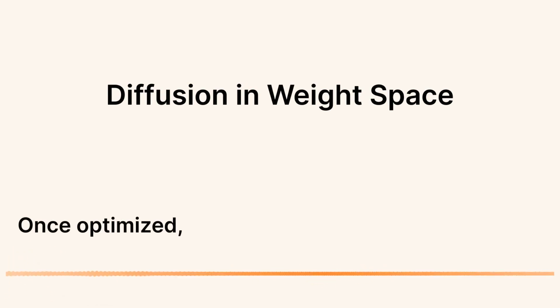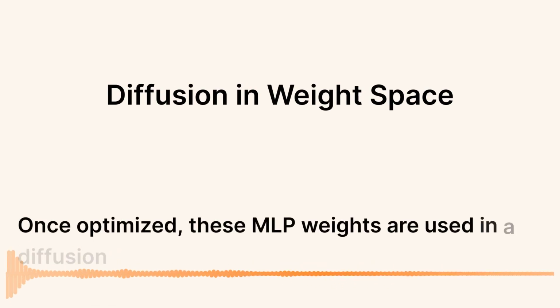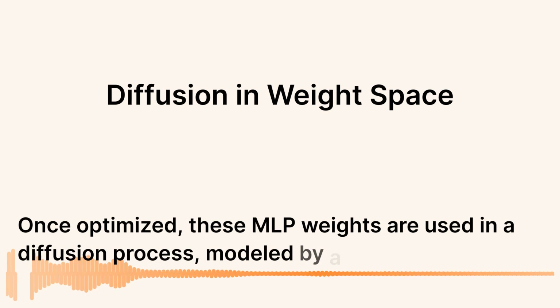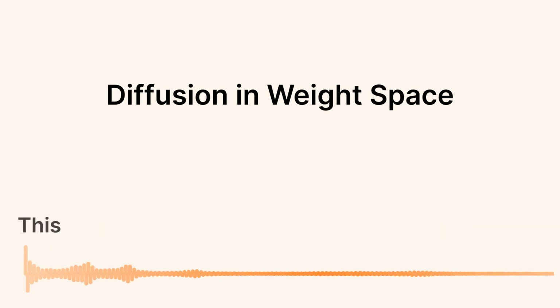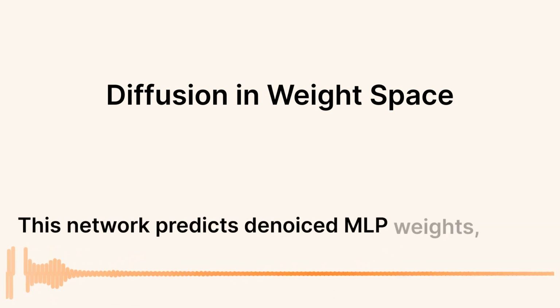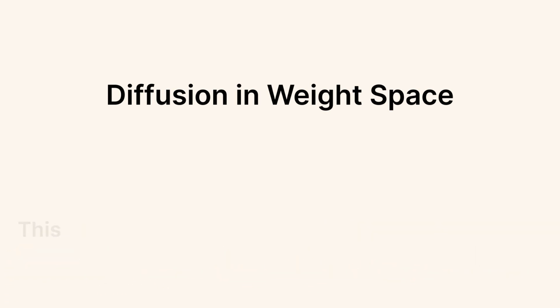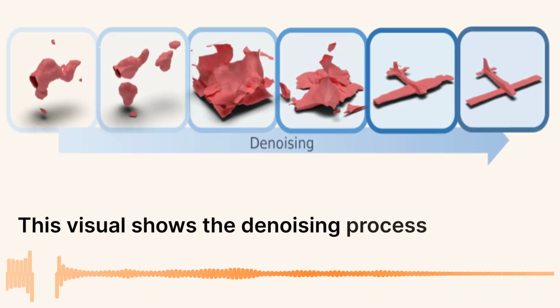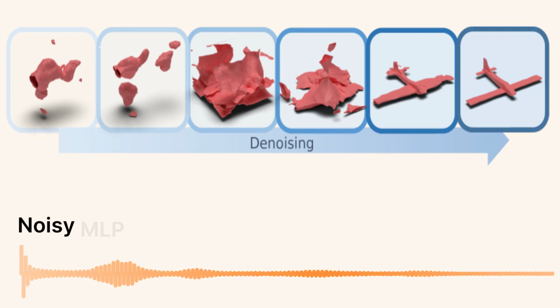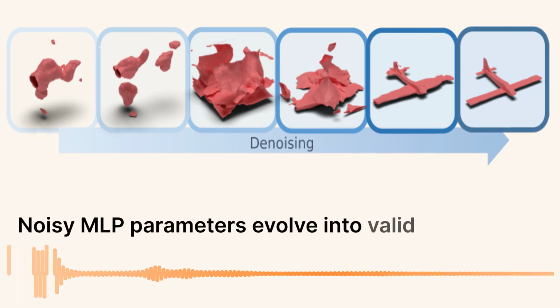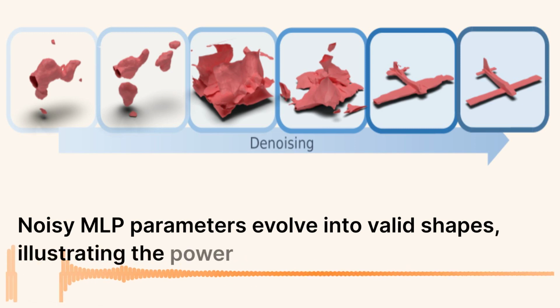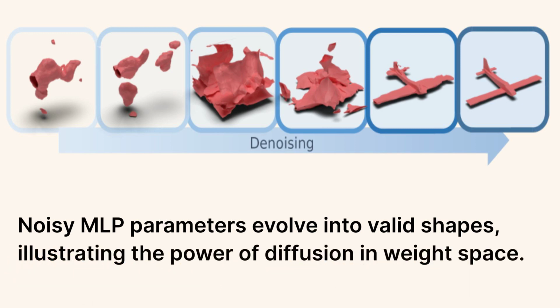Once optimized, these MLP weights are used in a diffusion process, modeled by a transformer network. This network predicts denoised MLP weights, enabling the generation of new implicit neural fields. This visual shows the denoising process over time. Noisy MLP parameters evolve into valid shapes, illustrating the power of diffusion in weight space.